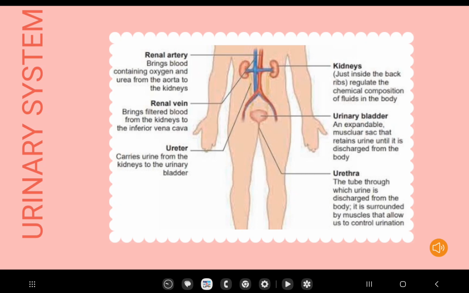Urinary bladder, a hollow muscular organ that stores urine until it is expelled out from the body. It is located in the pelvic cavity just behind the pubic bone. Urethra, a tube that carries urine from the bladder to the outside of the body. In males, the urethra also serves as a passage for semen during ejaculation. These structures work together to remove waste products from the body and maintain proper fluid balance and electrolyte levels.